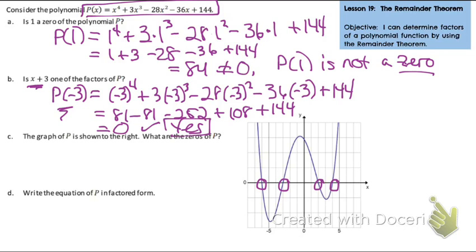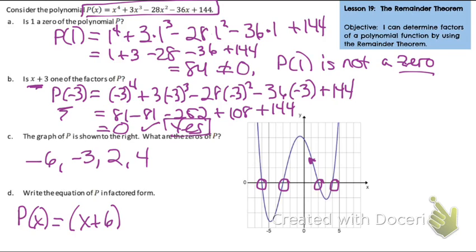Okay, so when you look at 1, it's right there. It's not a 0. So where are the zeros? Negative 6, negative 3, 2, and 4. So to write the equation, p of x equals x plus 6, that zeroes out at negative 6, x plus 3, x minus 2, x minus 4.